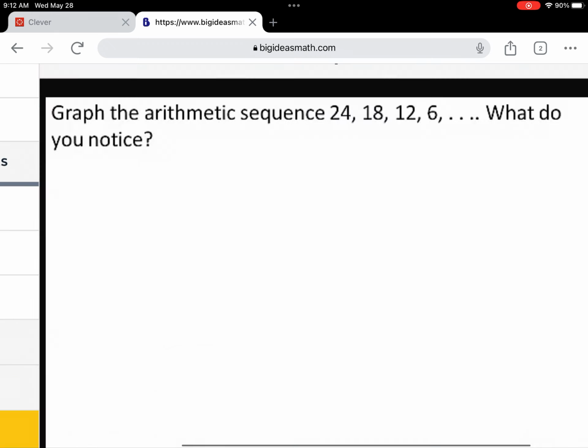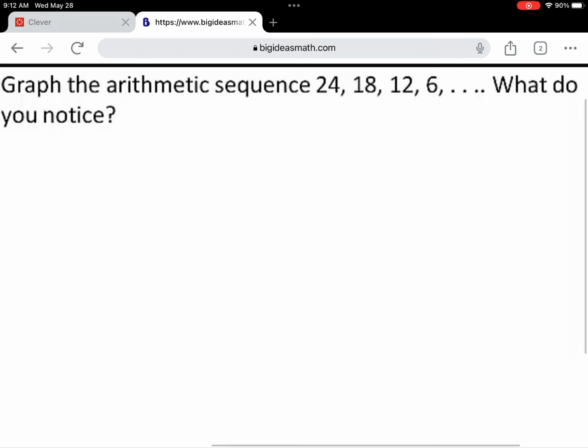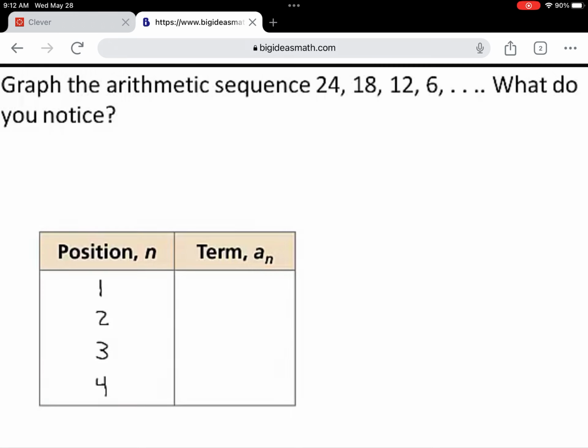Graph the arithmetic sequence 24, 18, 12, 6. What do you notice? First, make a table. The first term is 24. The second term is 18. The third term is 12. And the fourth term is 6.